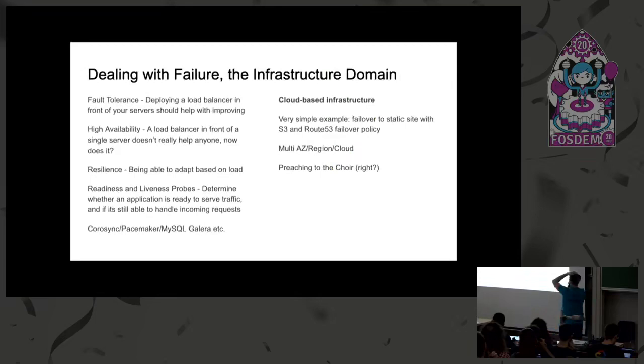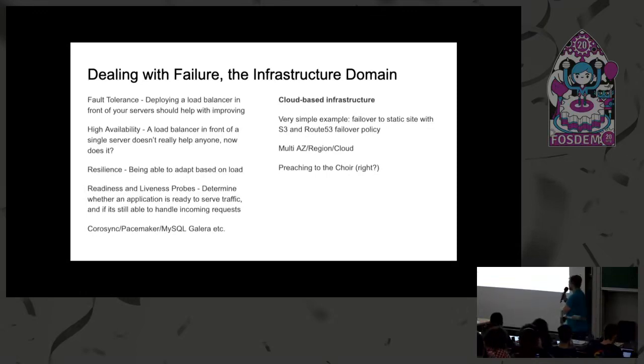In the infrastructure domain, to put it a little bit closer to the topics that we're talking about today, we have lots of different examples of failure and how to deal with that and make sure that we can actually continue and not have a disaster when a failure happens. Fault tolerance: you can easily deploy a load balancer in front of your servers, so it should help with improving uptime and making sure that the availability is good.